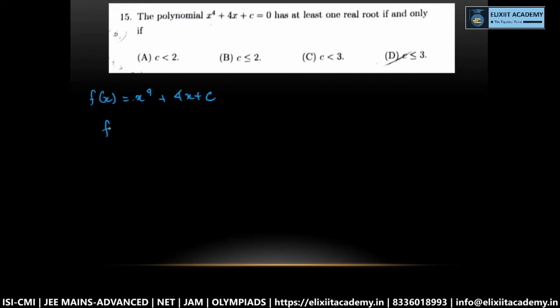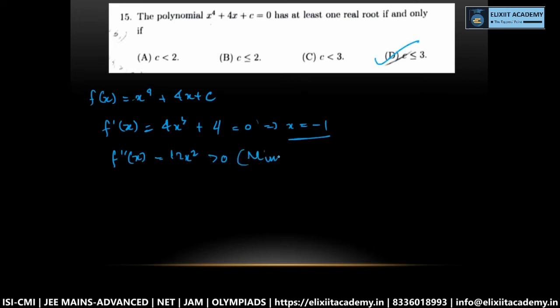The reason is, if you find f prime x, it is 4x cube plus 4, right? And you equate it to 0, which gives x equals minus 1. And this is the only point of minima. You can also verify this with f double prime x, although it's a very basic question. So we have minima at x equals minus 1, right?